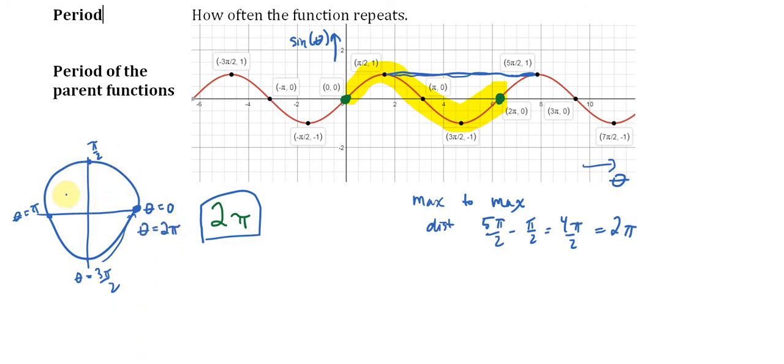So every 2 pi radians, this graph is going to repeat itself, at least the parent function. Without any transformation, the graph repeats itself every 2 pi units. So that's the period of the parent function.